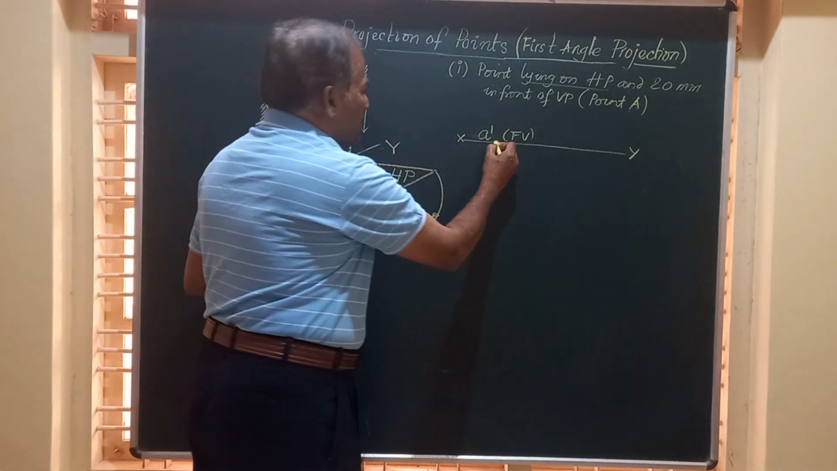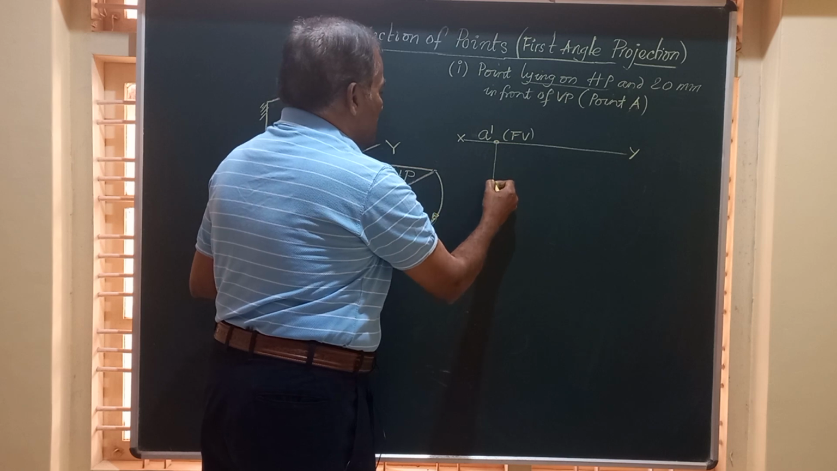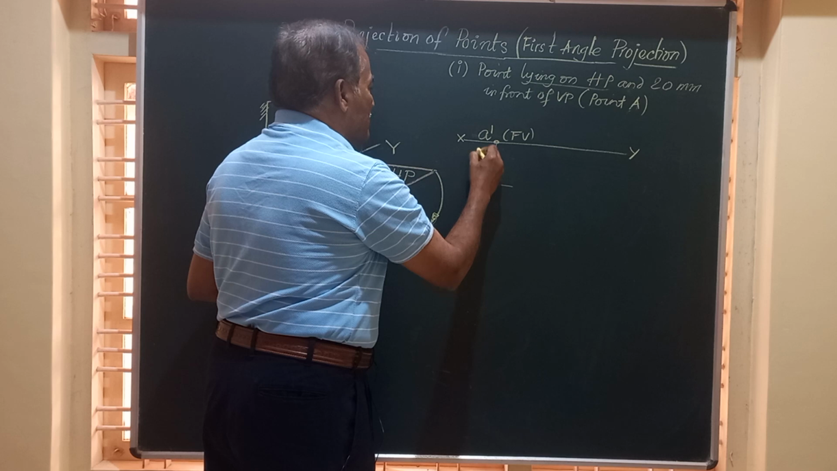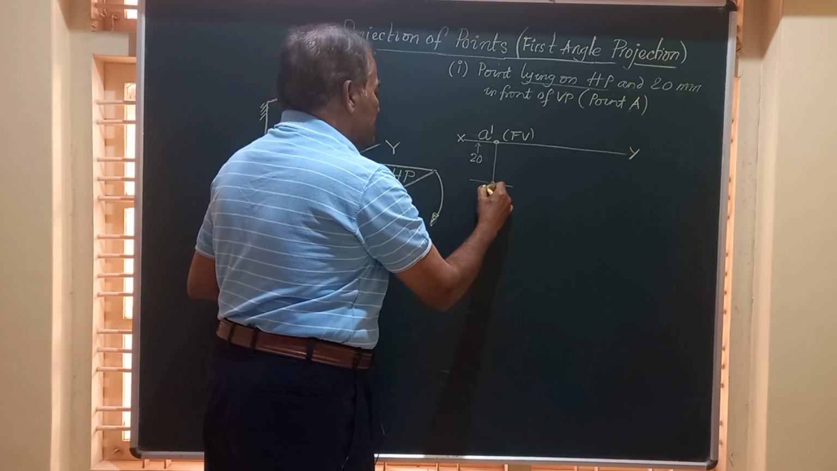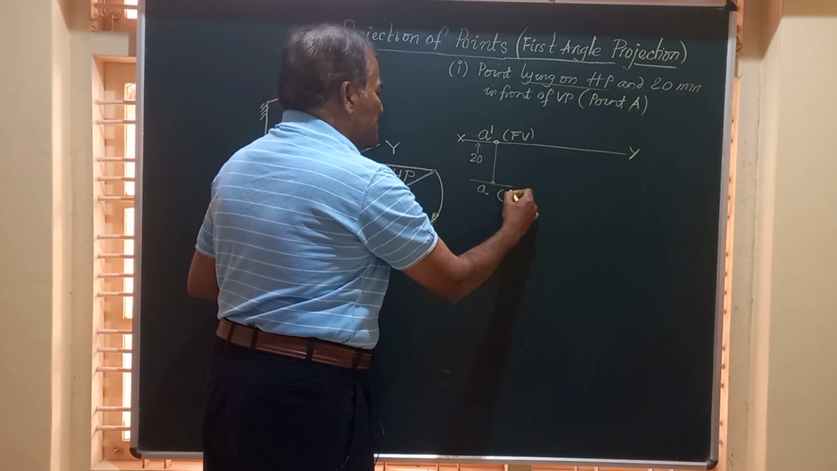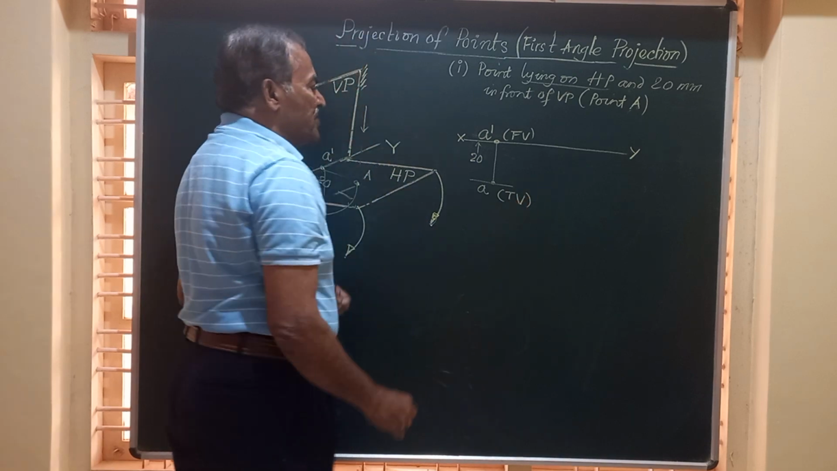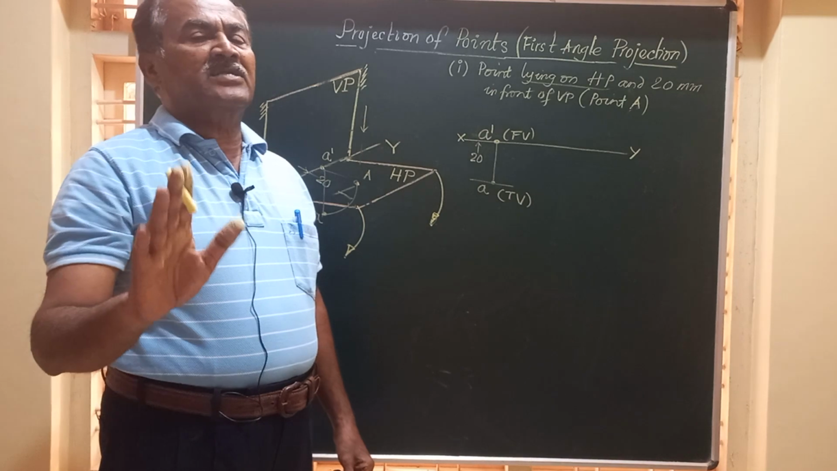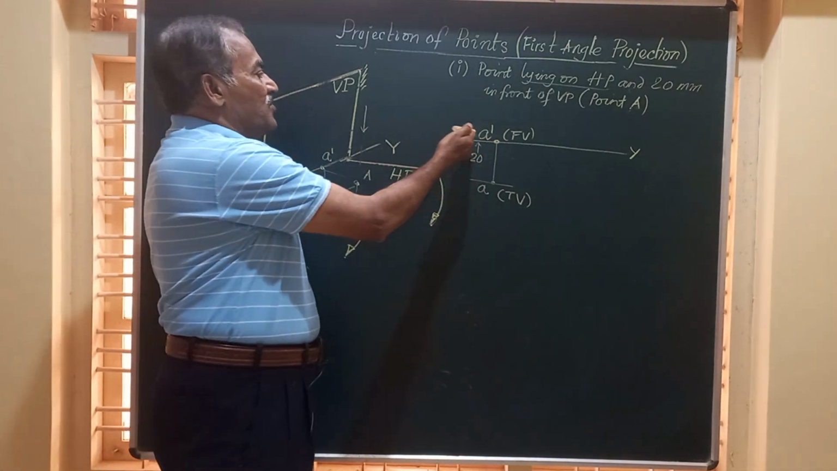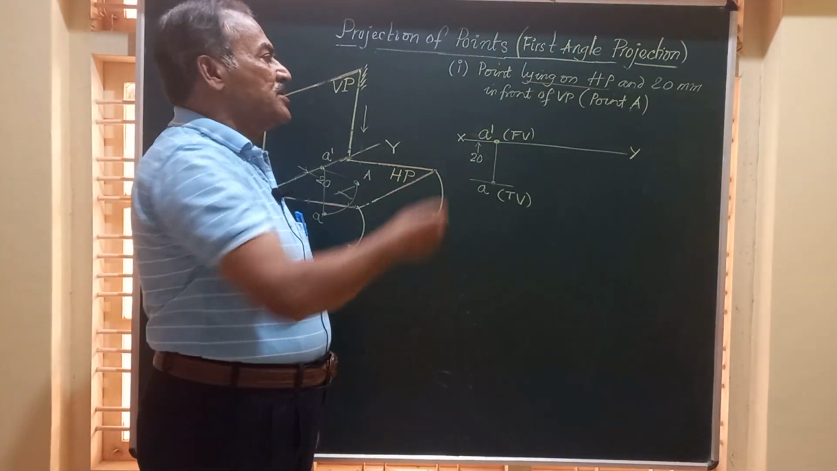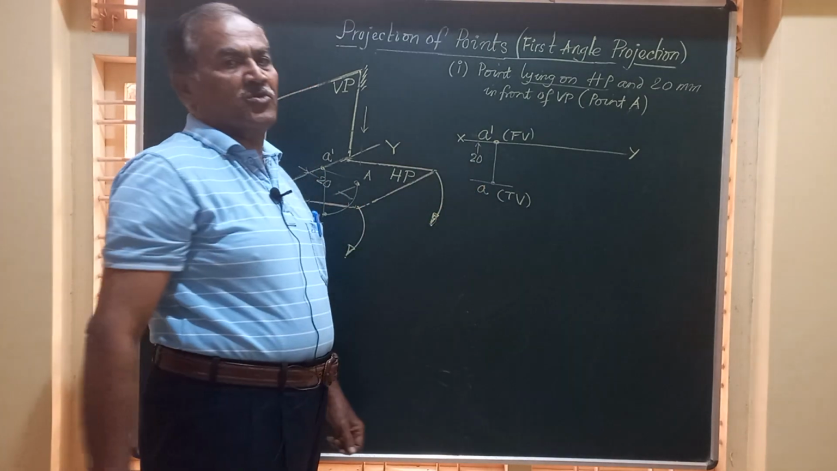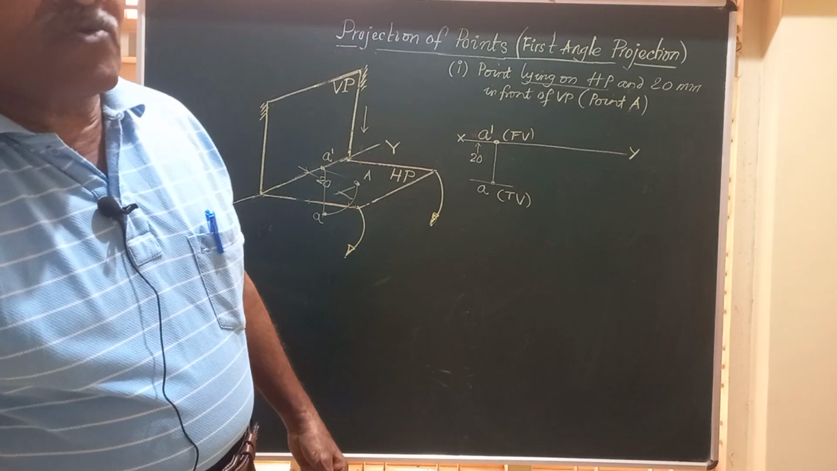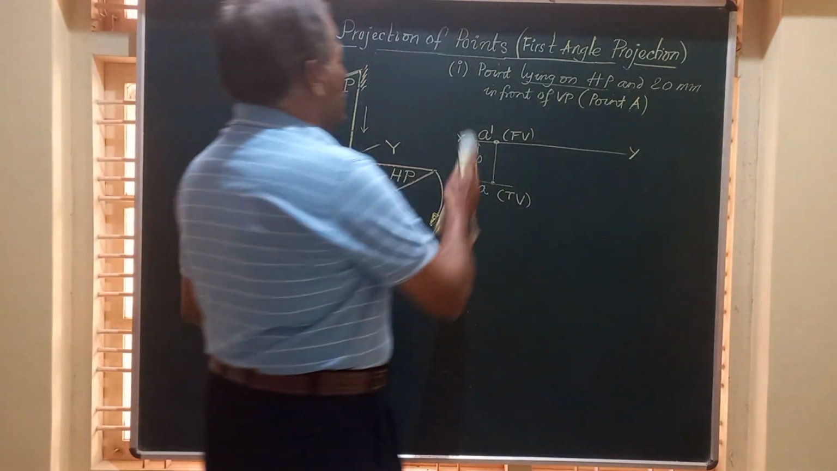So I draw a vertical line from there, a projector of length 20 mm, and I mark this point as small a, that is the top view. So friends, whenever any point lies on HP, its front view will always fall on XY, and the top view is seen below the XY line as shown. So this is the first part of the question.